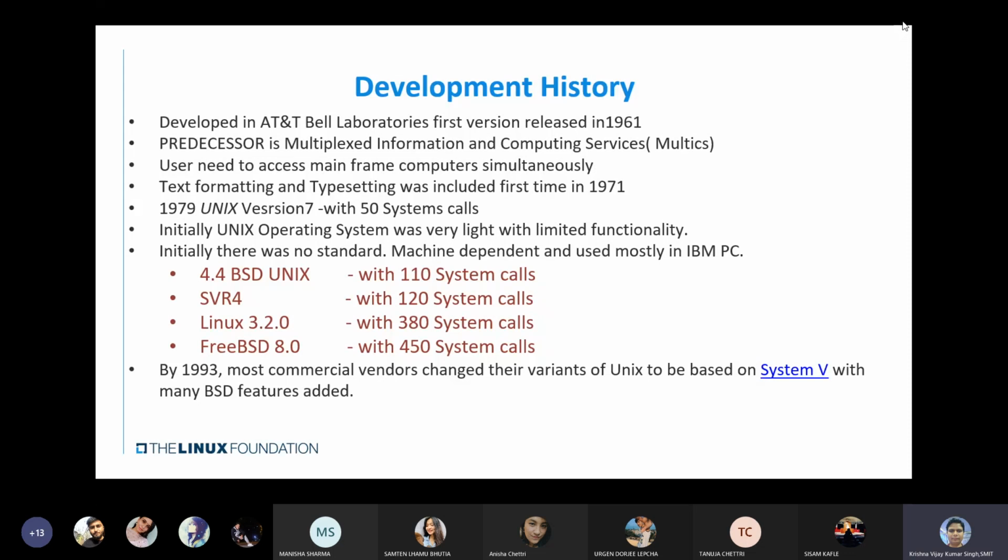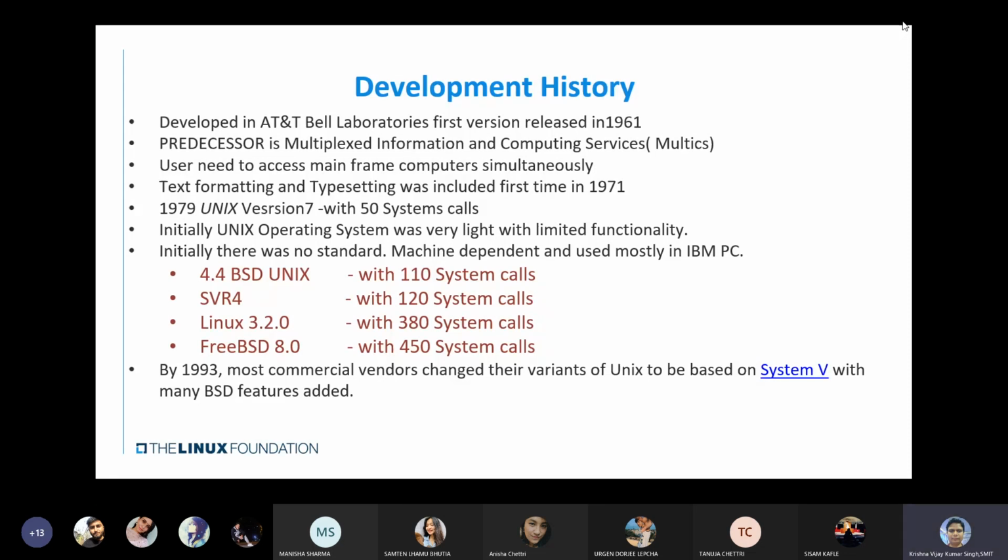Now coming to the development history, Unix was developed in AT&T Bell Laboratories. The first version was released in 1961. The predecessor of Unix is Multiplexed Information and Computing Services. However, this was not considered a full operating system, but before that, Multics was used in computers to control the hardware.